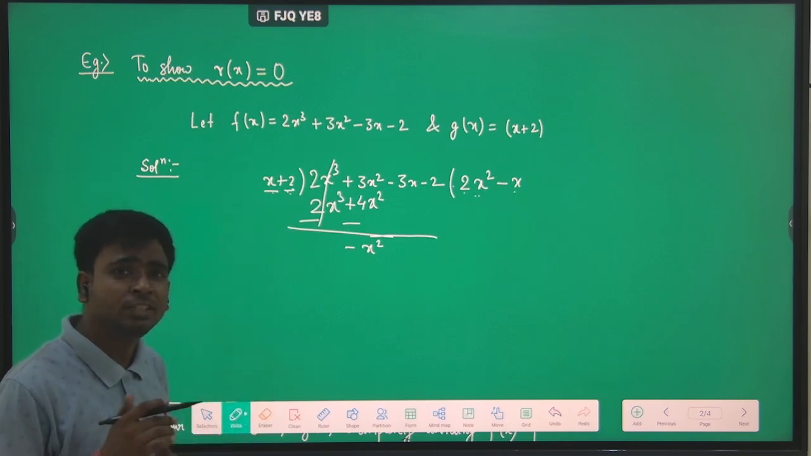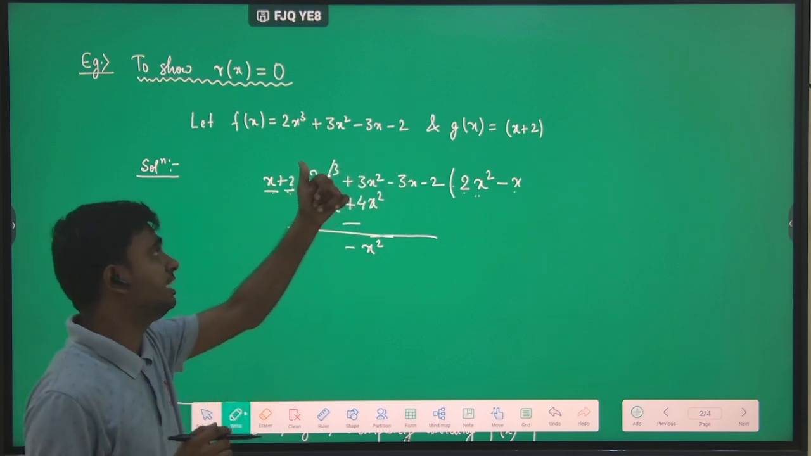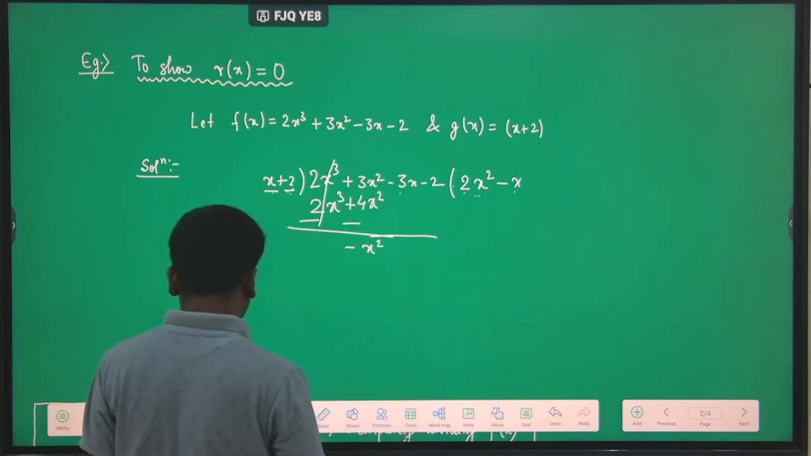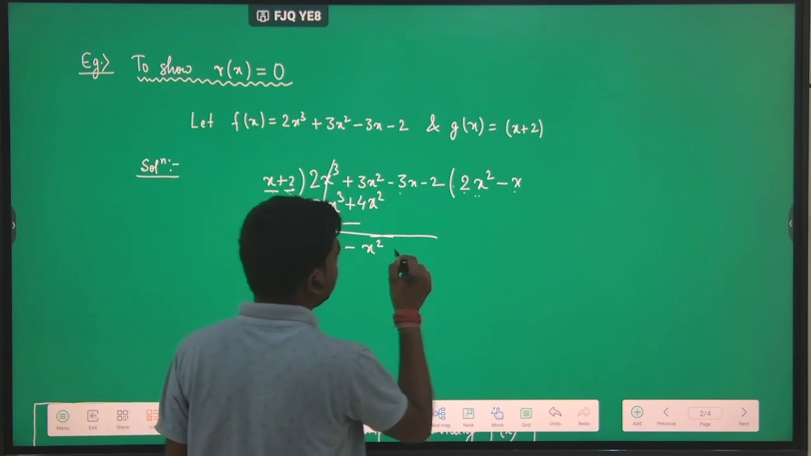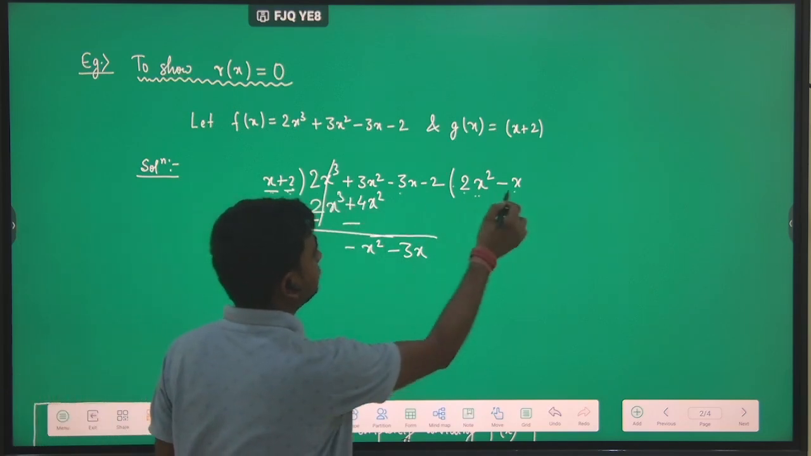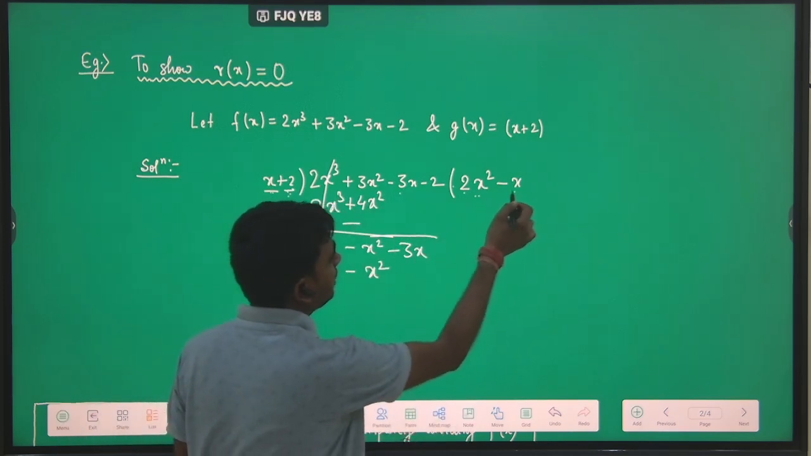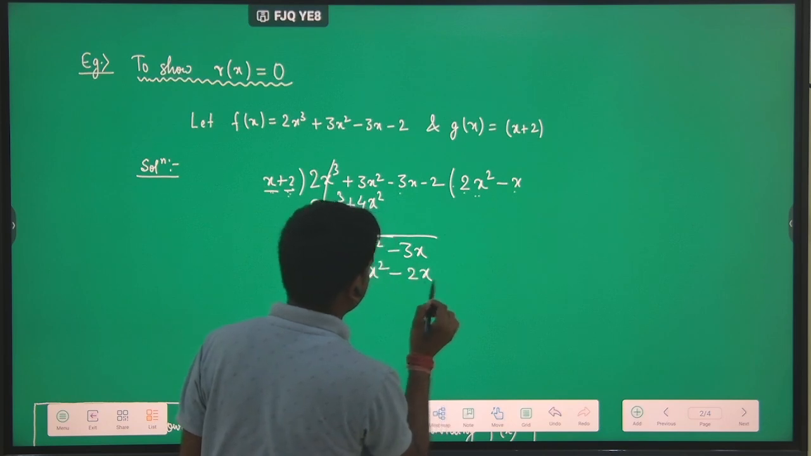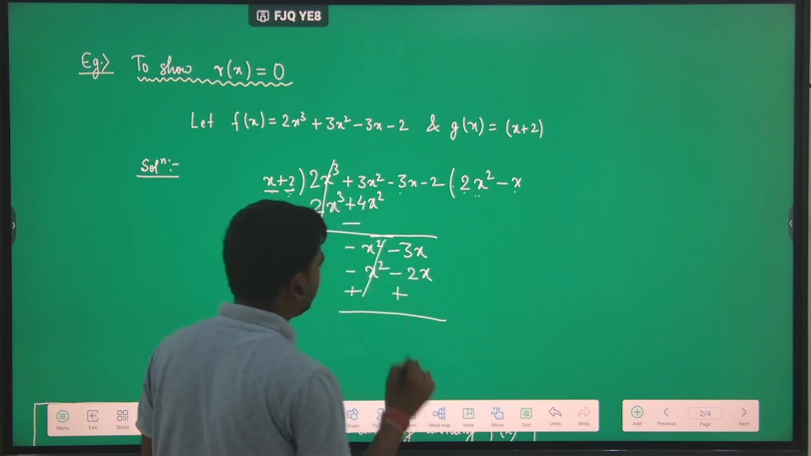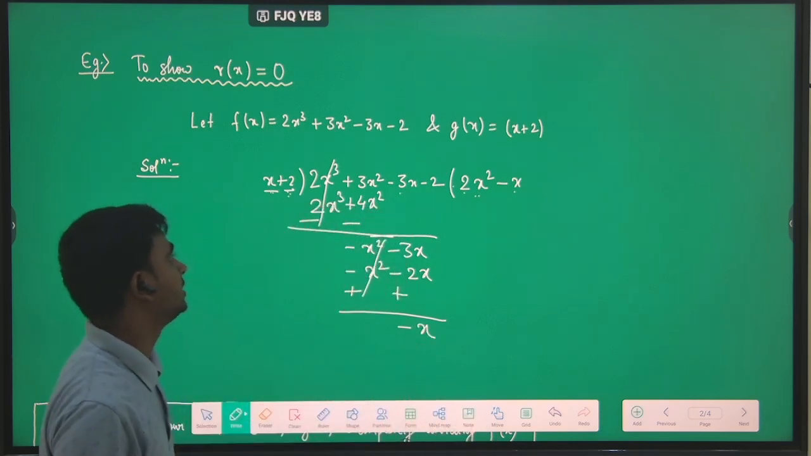So we will require a term of power 1, in which the degree of x will be 1. So we will require minus 3x also. So let us suppose that we have taken this minus 3x. Whenever we multiply this x with minus x, we will get minus x square, and plus 2 when multiplied with minus x, we will get minus 2x. On subtracting, this x square and x square will be 0 and we will get minus x here.